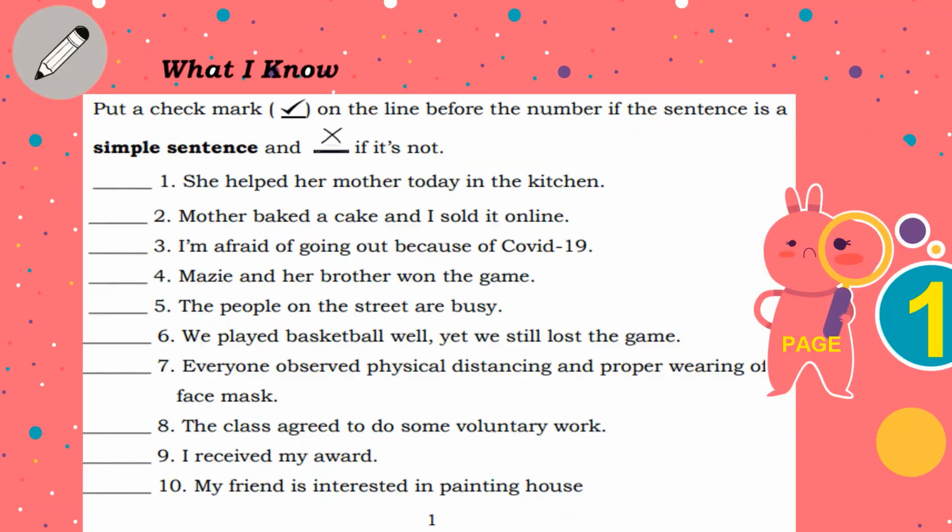Day 1. Please proceed to page 1 of your module for this activity. You're going to put a check mark on the line before the number if the sentence is a simple sentence, and mark it X if it's not.